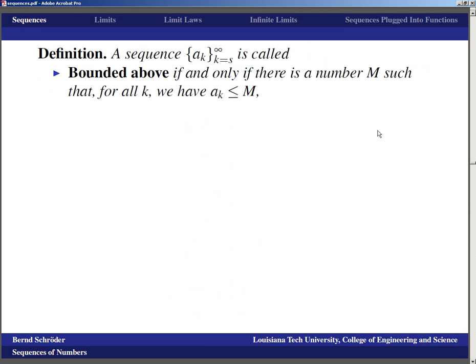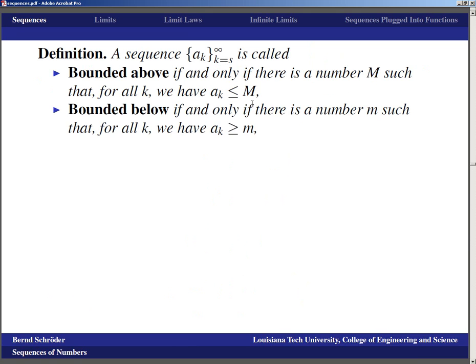Finally, a sequence is called bounded above if and only if there's a number m, so that for all k we have that a_k is smaller than or equal to m.